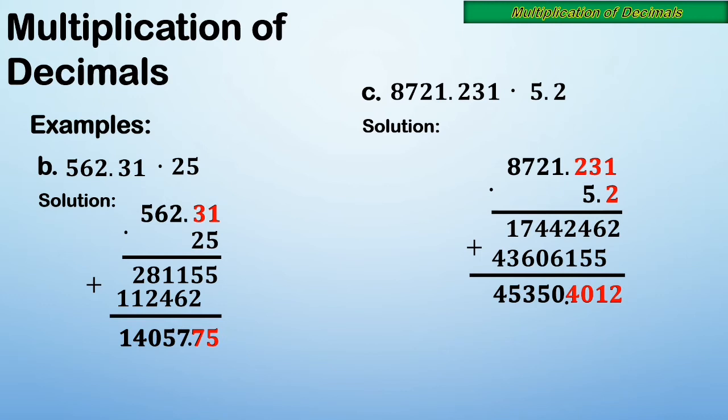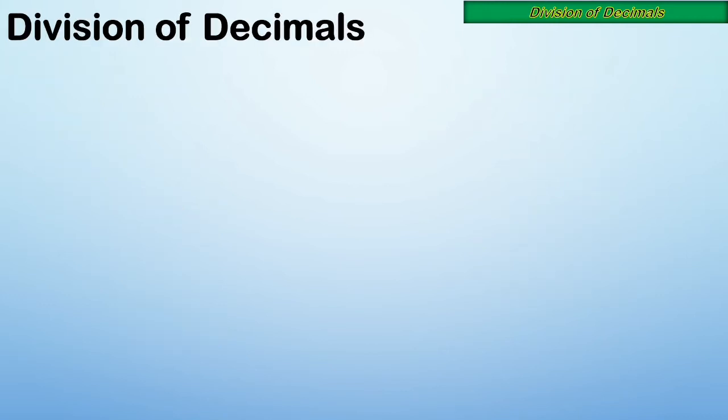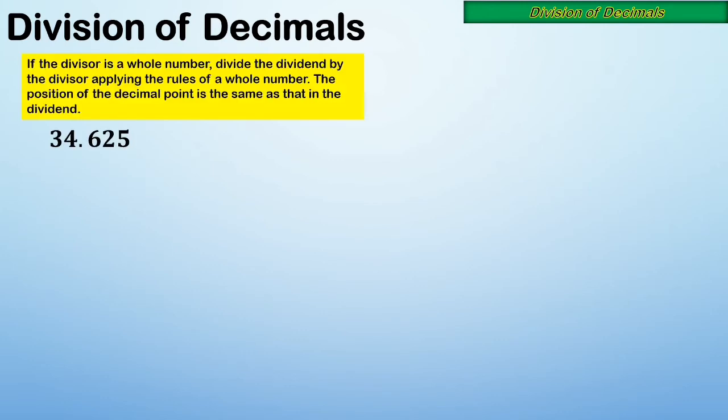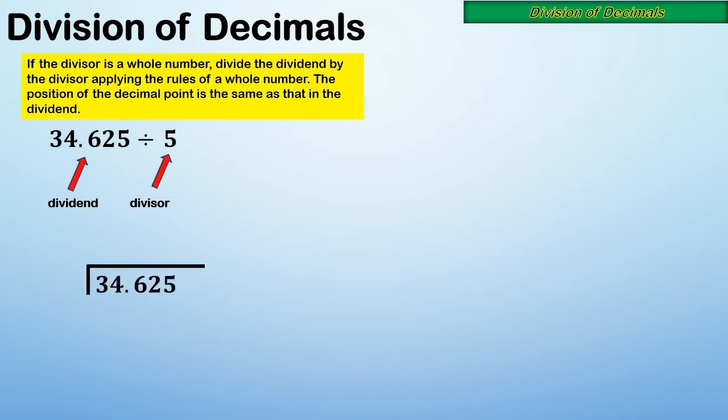Okay, that is how to multiply decimals. Okay, next, division of decimals. How to divide decimals. Okay, example. If the divisor is a whole number, divide the dividend by the divisor. Apply the rules of a whole number. The position of the decimal point is the same as that in the dividend. Okay, ito siya. Example, 34.625 divided by 5. Okay, ito yung dividend. Ito naman yung divisor.